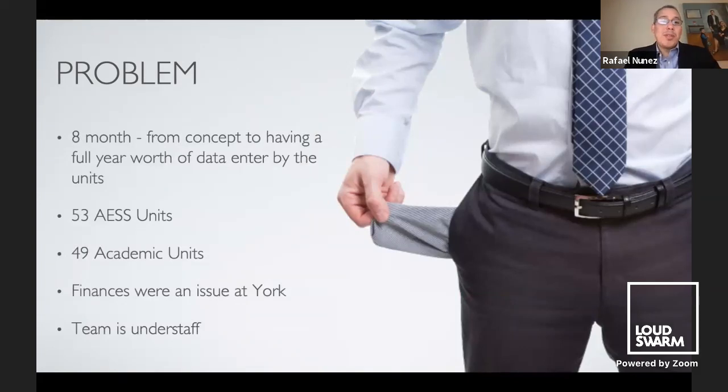So we had 8 months from concept to having a full year of data in this system. 8 months to develop the product, which didn't exist in our institution, as well as getting all the units. There were about 108 different units. There's 49 academic and 53 administrative units.